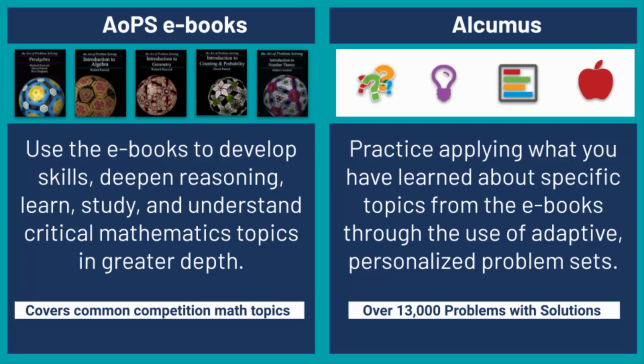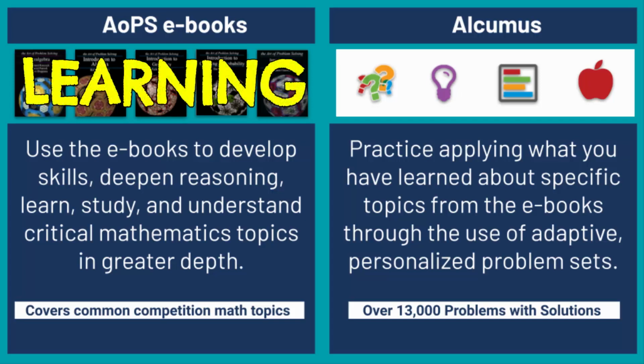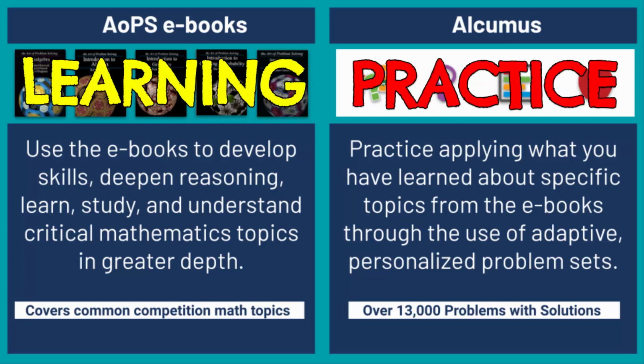So an easy way to conceptualize these tools is that the ebooks are primarily for learning, while Alchemist is primarily for adaptive practice. So how might you go about using these resources? Now, first of all, there is no singular way to do this. So I'll just give you some examples.